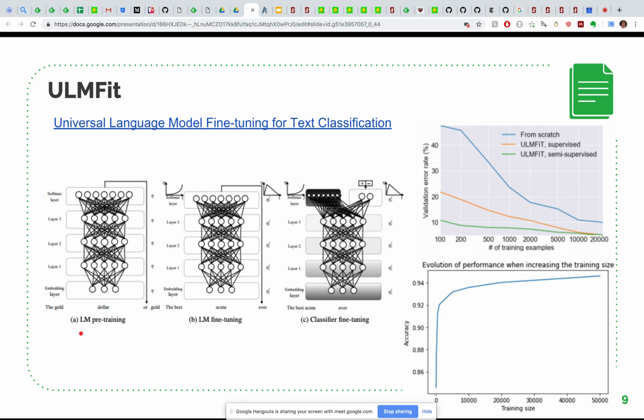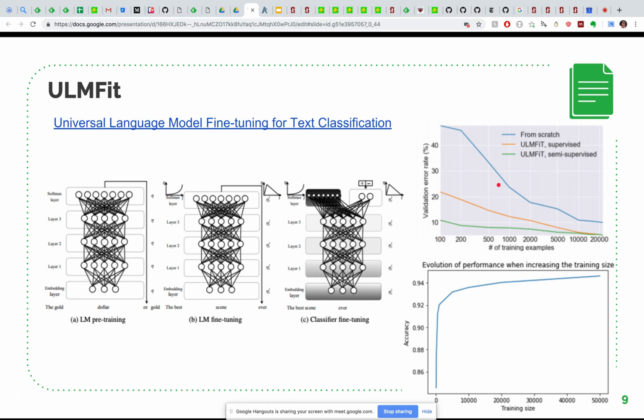For this fine-tuning, they included different learning rates for different layers, and gradual unfreezing. They started by unfreezing and fine-tuning the last layer, then fine-tuning the different layers from top to bottom. And at the end, they learn the last layer, which is the classification layer.